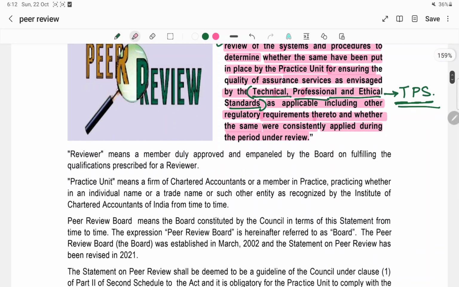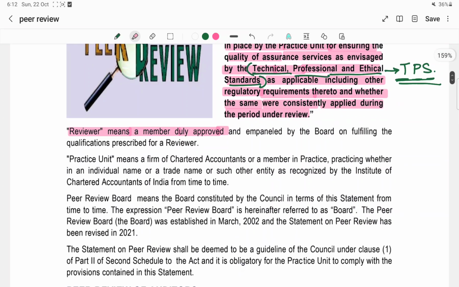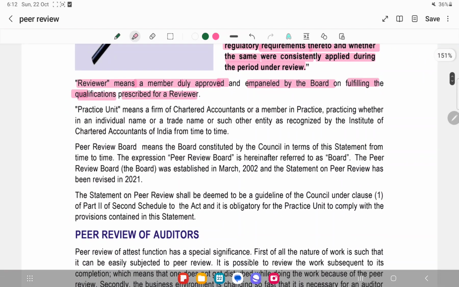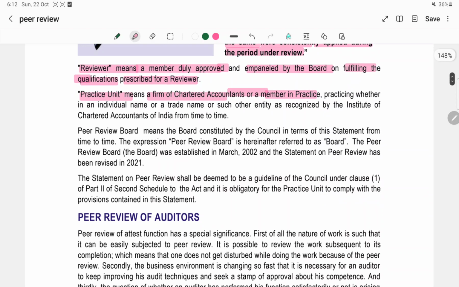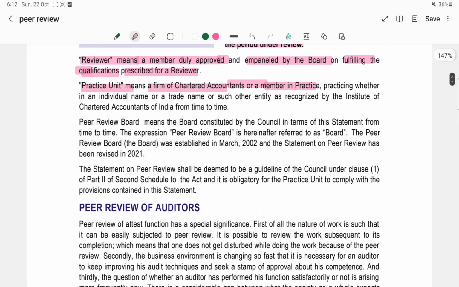Now, who is a reviewer? Reviewer means a member who is duly approved, that is, the one who will review. For reviewing your work, he needs to be approved. So reviewer means a member who is duly approved and impaneled. Approved by whom? By the board. And for becoming a reviewer you need to fulfill the qualifications given for a reviewer. So without being qualified you can't become a reviewer, right? Now, what is a practice unit? The practice unit is the one of which the peer review is being conducted. That is a firm of chartered accountants or a member in practice, whether practicing in an individual name or otherwise. So practice unit means the one who is being peer reviewed.